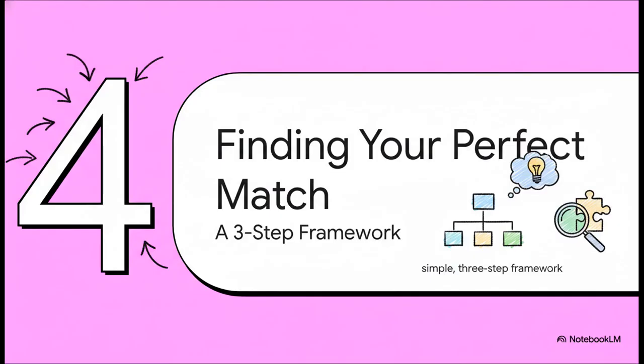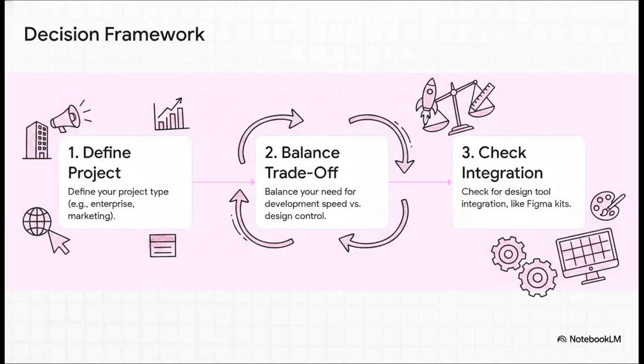So with all that in mind, how do you actually pick one? Well, it's really not about finding the best framework. That doesn't exist. It's about finding the best framework for your project. So I'm going to give you a simple 3-step framework you can use to nail this decision every time. First, you're going to define what kind of project you're actually building. Second, you're going to consciously figure out where you land on that speed versus control spectrum. And third, we'll look at a really important practical thing: how well does it integrate with your design team's workflow?